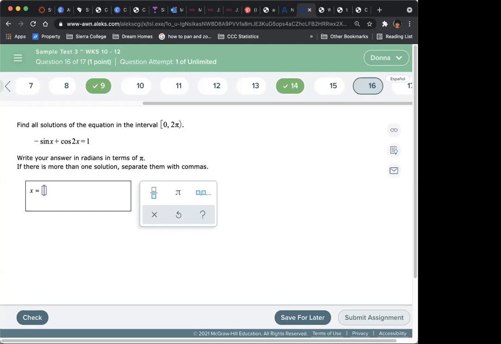16. All right. So here we have minus sine x plus cosine of 2x equal to 1. So what we want to do with this one, we want to use the double angle formula that involves the sine. So it's going to equal minus sine of x plus 1 minus 2 sine squared of x equal to 1. So if you recall, let me find that slide that we had done it on.